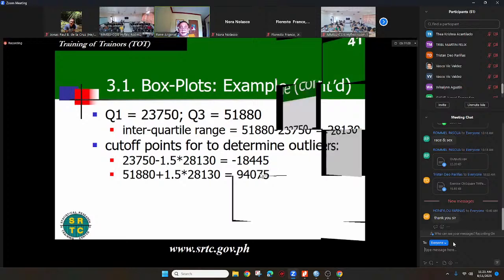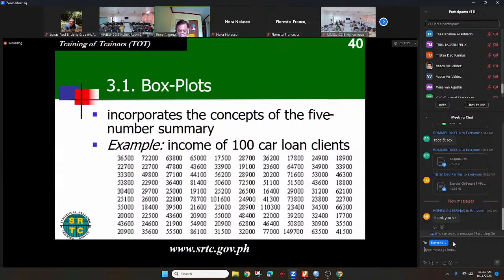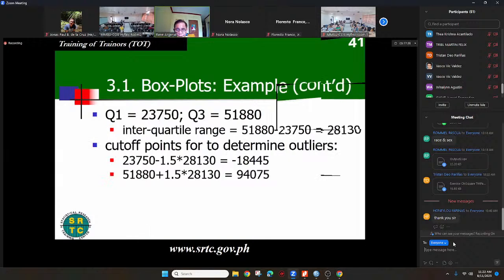If you notice in the data set, there is no negative income. Of course, if my pay, for example, is negative, it's better that I stop working. Usually, if your income is negative, perhaps you have so many loans. But obviously, what's the use of working when we do not receive anything? In this data set of 100 car loan clients, all the values are positive. Therefore, no outliers for the first case.